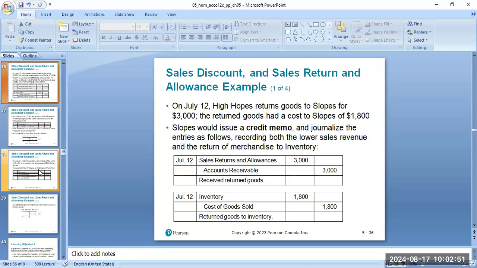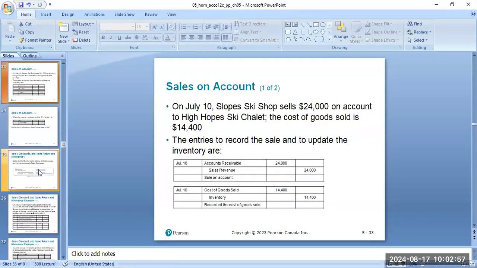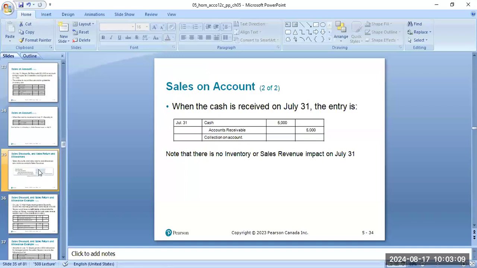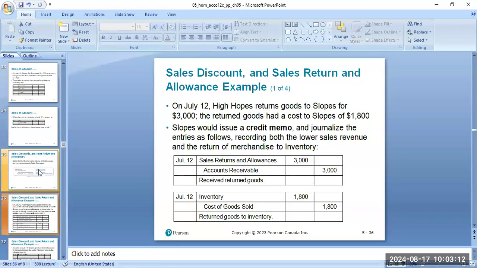So let's see now an example. Remember, in the beginning, we sold inventory for $24,000, which cost us $14,400. We generated $9,600 revenue. However, on July 2nd, the buyer came to us and said, you know what? The goods I don't like, they don't meet the specification. I'm returning those ones. They cost me $3,000. I'm sending them back to you.